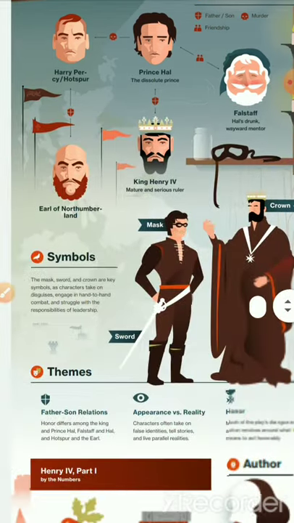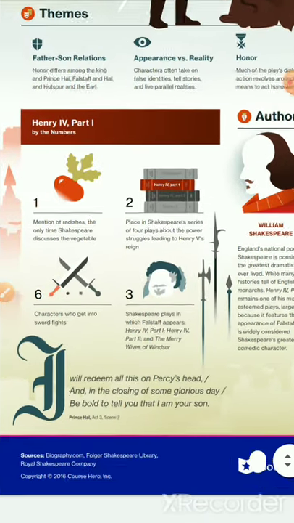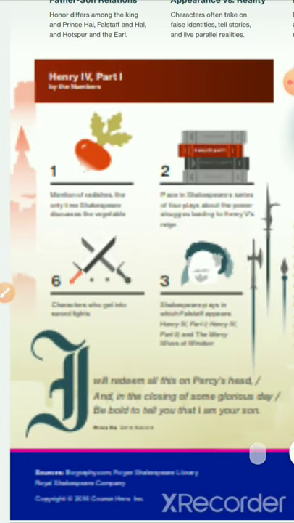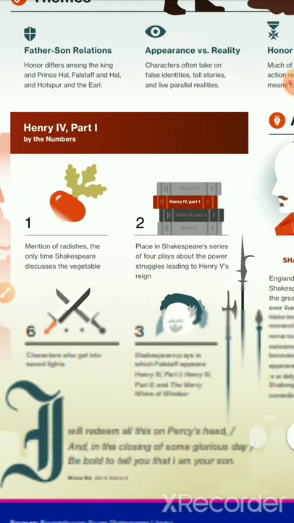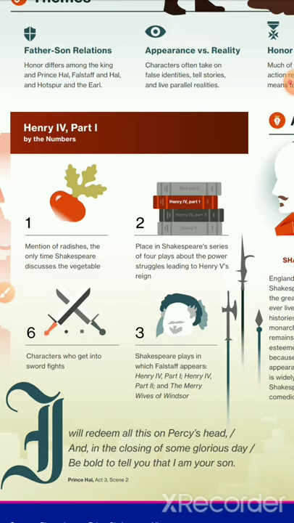We also need to look at some numbers. Shakespeare mentions radishes, the vegetable radish, in this play one time. And number two is the place of this play in Shakespeare's series of four about the power struggles leading to Henry V's reign. So Henry IV Part 2 comes in the second position.